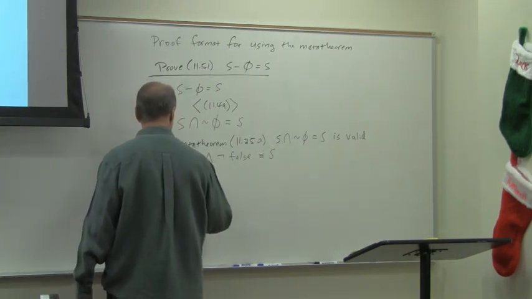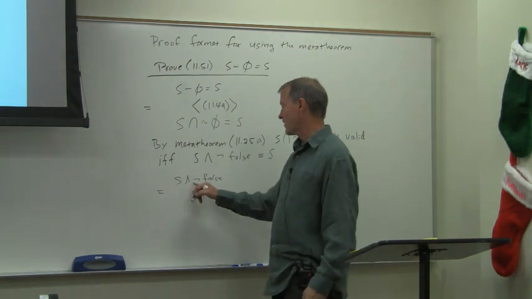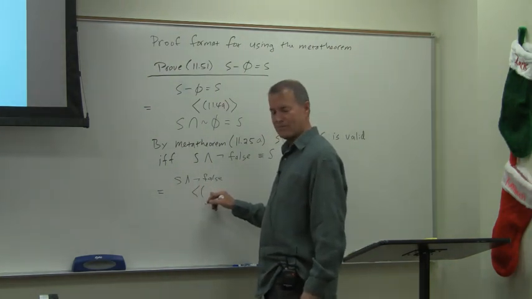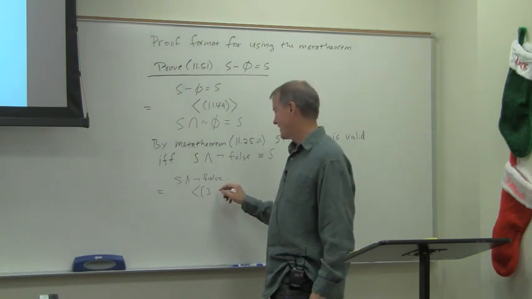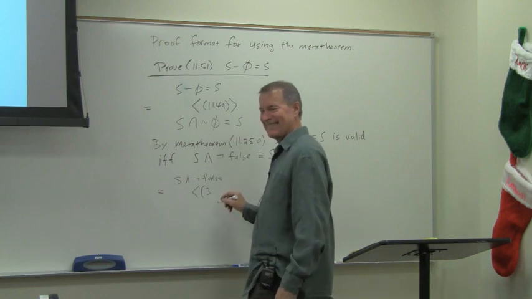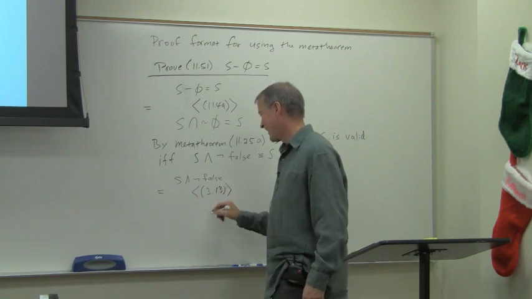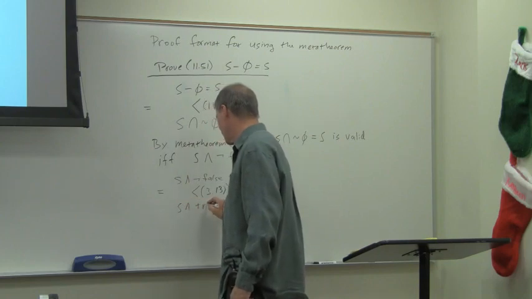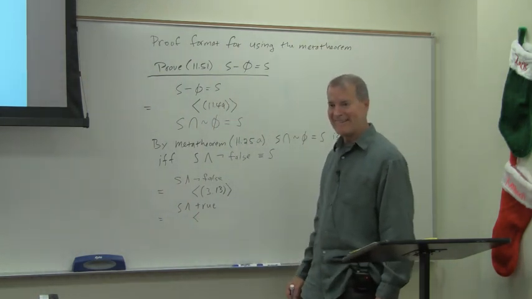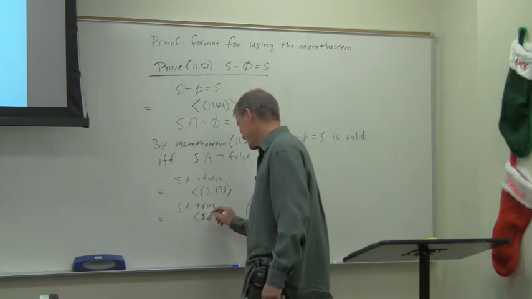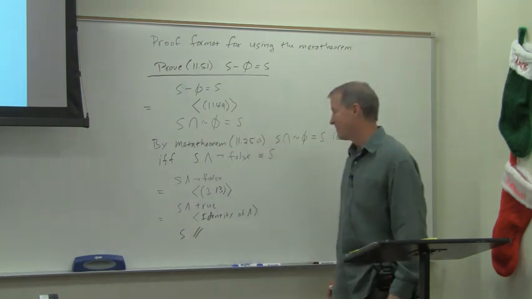Okay? So S and not false. Let's take the whole thing. Not false is what? True. What is that theorem? Definition of false. Definition of false is 3 point what? Somebody have a number for us? Why do you need a number? We're so insistent on a number. So this is S and true, equals, by what? Identity of and. Identity, S. Boom.